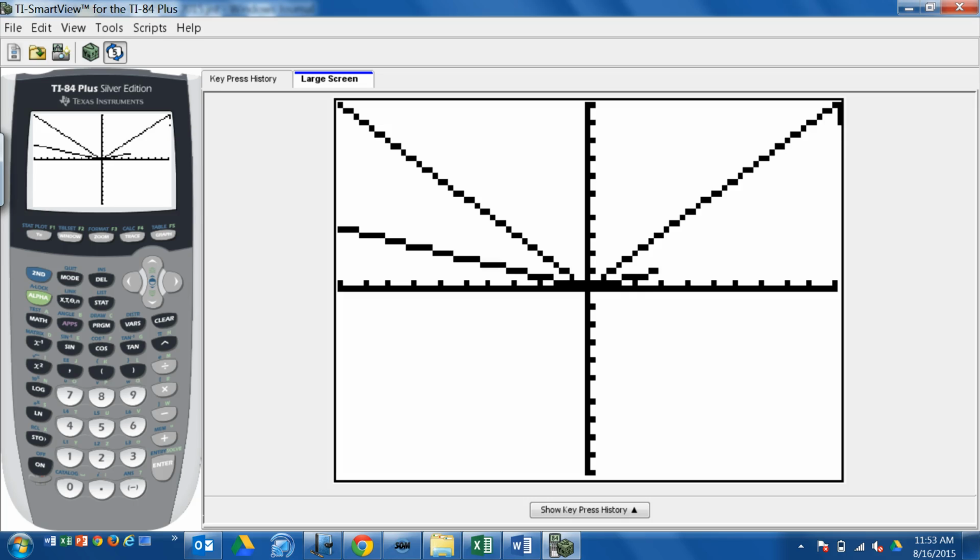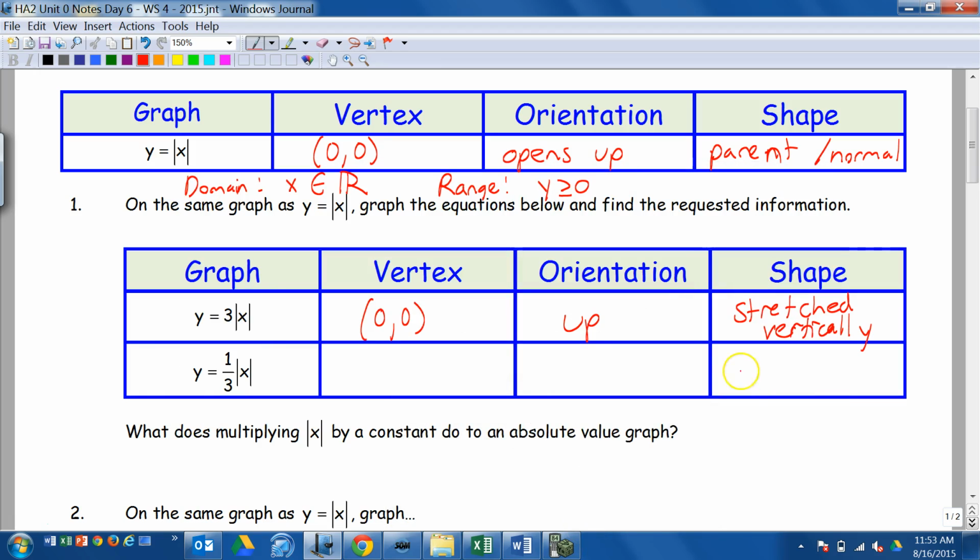Now look what happened. The y values were multiplied by 1/3 of their original value, which pushed the graph down. So imagine a rubber band that's just stretched a little bit. You push it down so it's not stretched, and it starts opening wider. Now, what we call that is a compression. So again, the vertex stayed at 0, 0. It's still oriented up, but now this is compressed, pushed towards the x-axis.